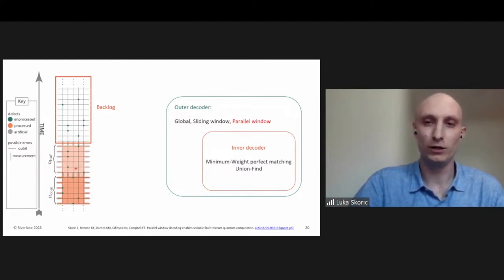So in the sliding window, as we slide the decoder, we amass this backlog of data that gets worse on each subsequent window if we are not fast enough. So we thought, can we do something with the data? Can we start decoding it in parallel before the window has caught up with it?